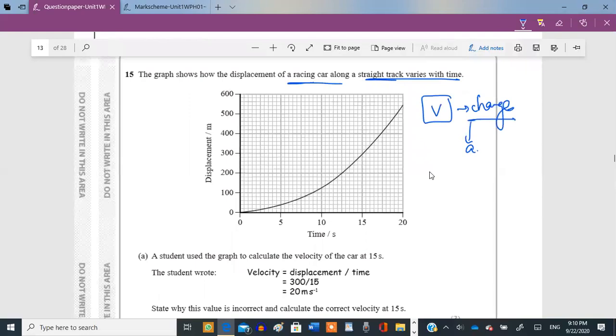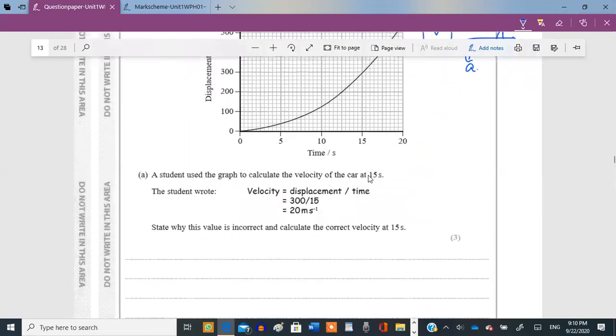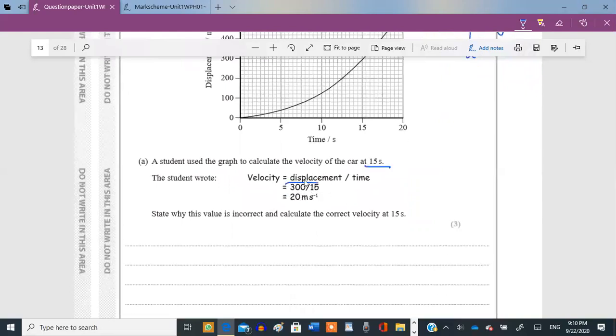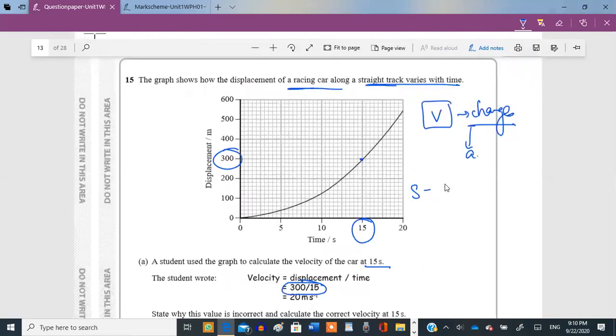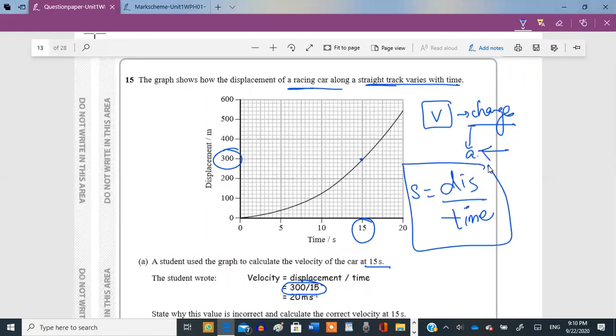Now, a student uses the graph to calculate the velocity of the car at 15 seconds, and he used this formula: 300 divided by 15, which is 20 meters per second. Meaning at 15, he just found the displacement, he found the time, and then he just used the formula speed is equal to distance upon time. Can he use this formula over here? In the presence of acceleration, can this formula be used?